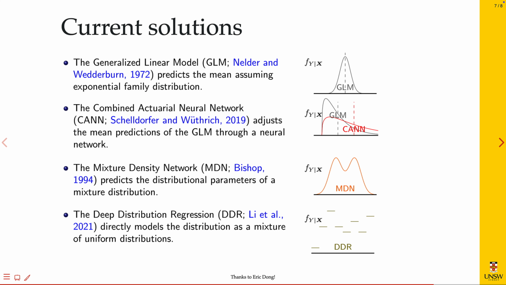So there are lots of solutions already to this problem, and some of the people in this room have contributed to them. The GLM was already talked about a fair amount. The combined actuarial neural network, Mario's creation, is a way to take the GLM and add a neural network to it so that it will adjust the output distributions and pick up all those complex non-linear relationships. That fixes the regression side of why the GLM is bad, the input mapping, but it doesn't address the output distribution not being very flexible.